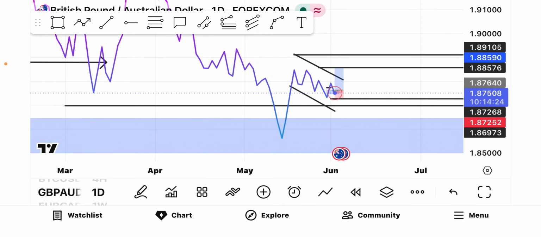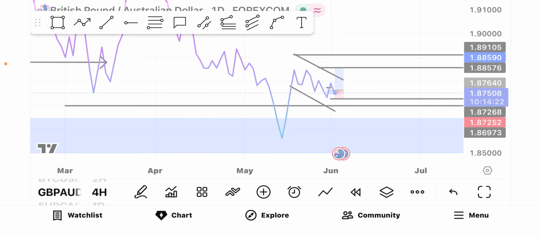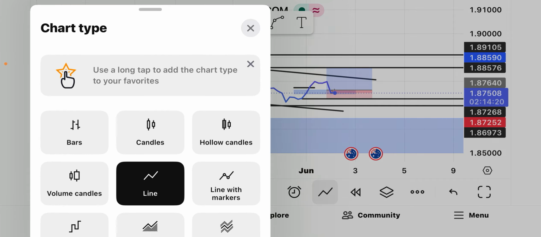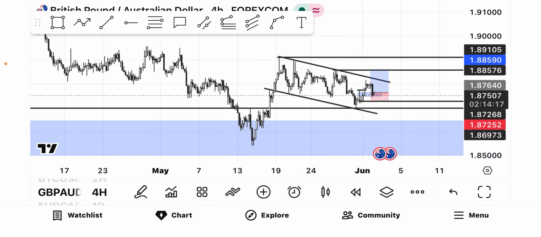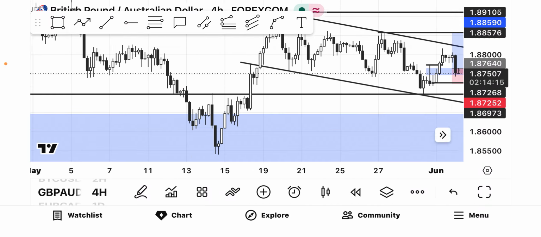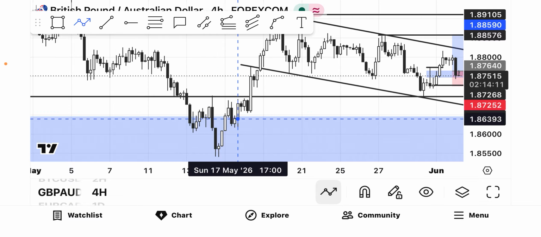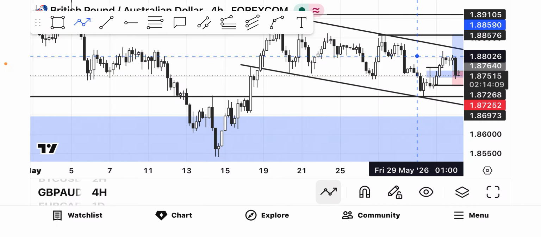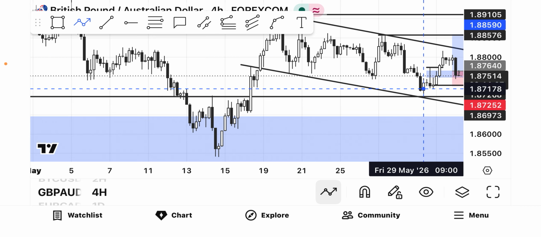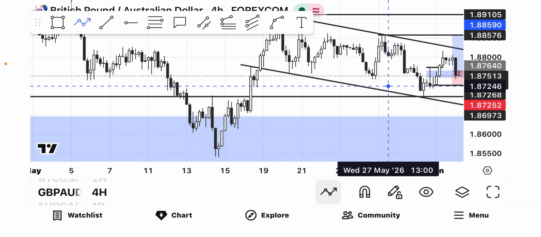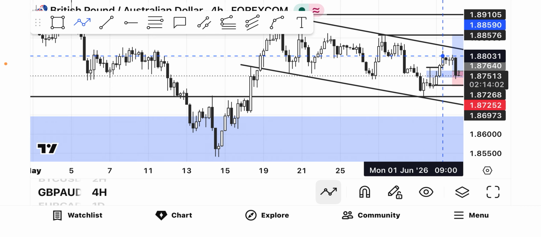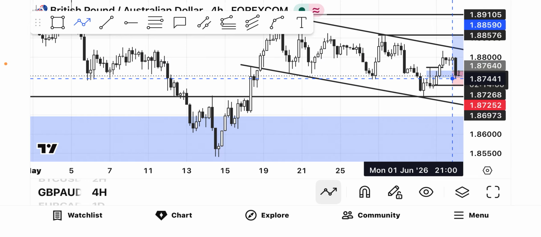Okay, let me go to the 4-hour time frame. So you can clearly see that here price formed this, boom, it made a correction, it tapped here, which means it's a support now. Price moved up.